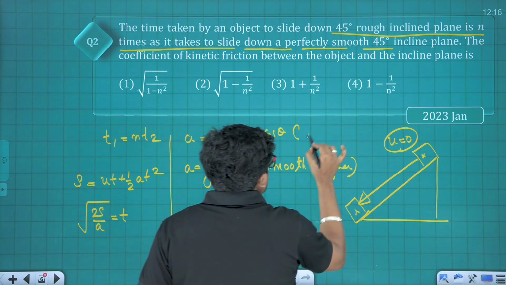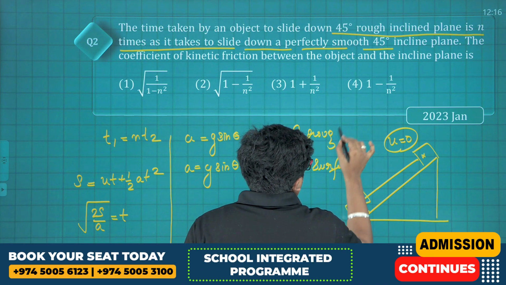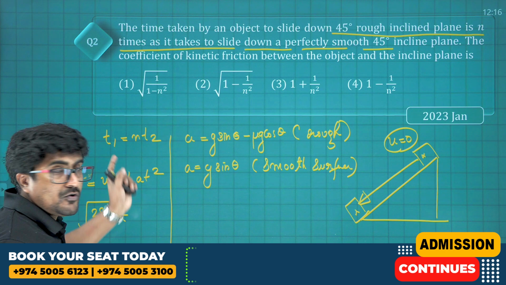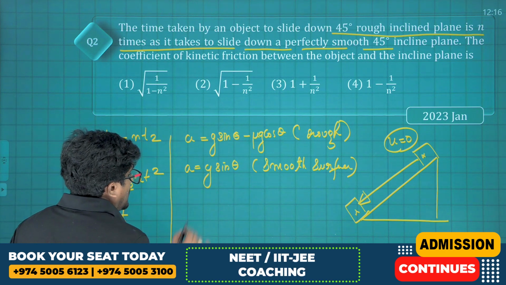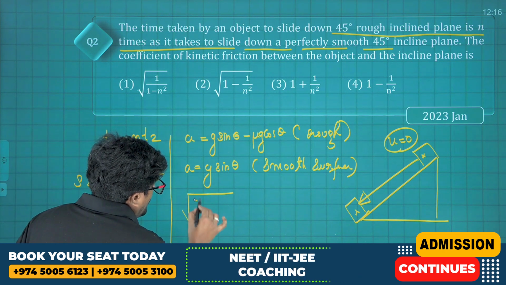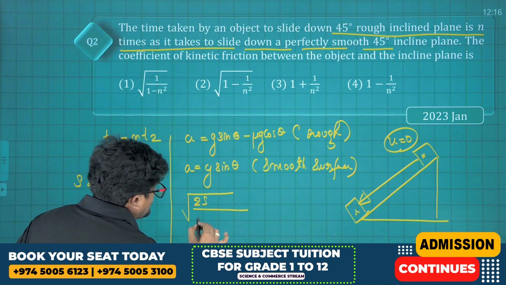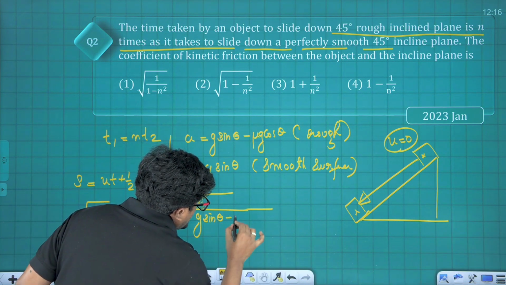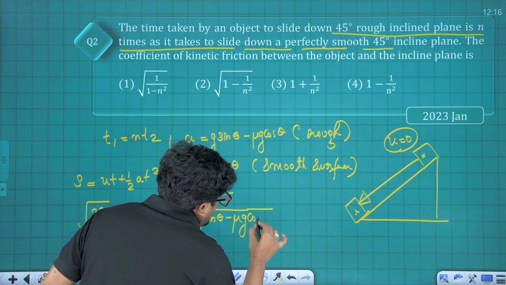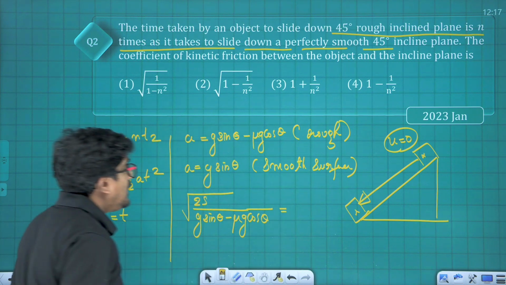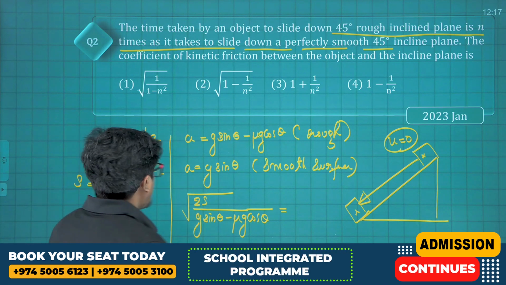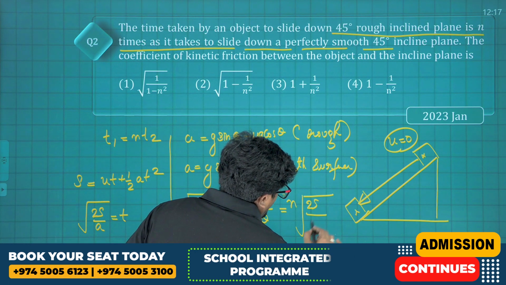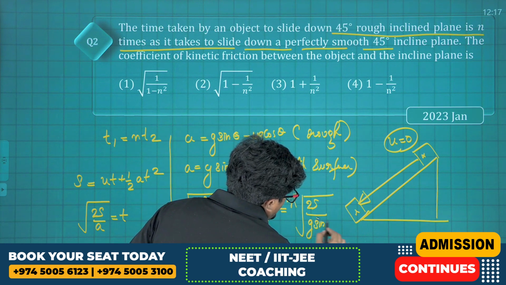And here this was for rough surface. So, if I go for the expression for rough surface, T1, that's going to be root of 2 times S upon G sine theta minus of mu G cos of theta. And for the smooth surface, it is T2. So, as per the relation, it is N into under root of 2 times S upon G sine of theta.